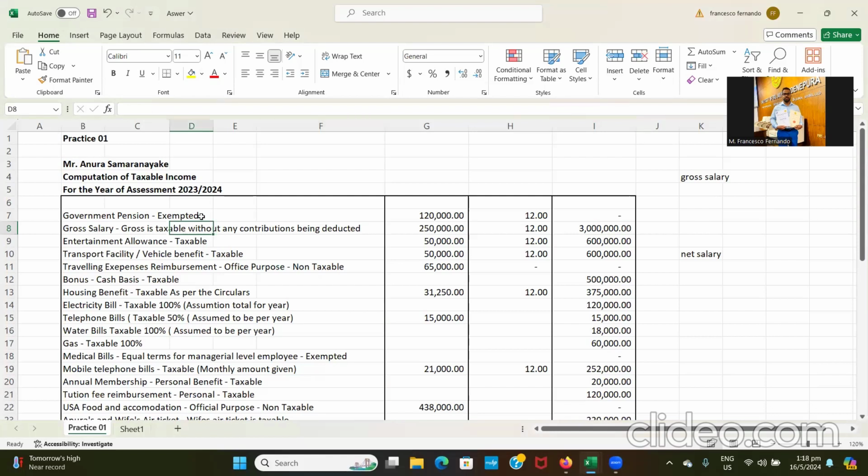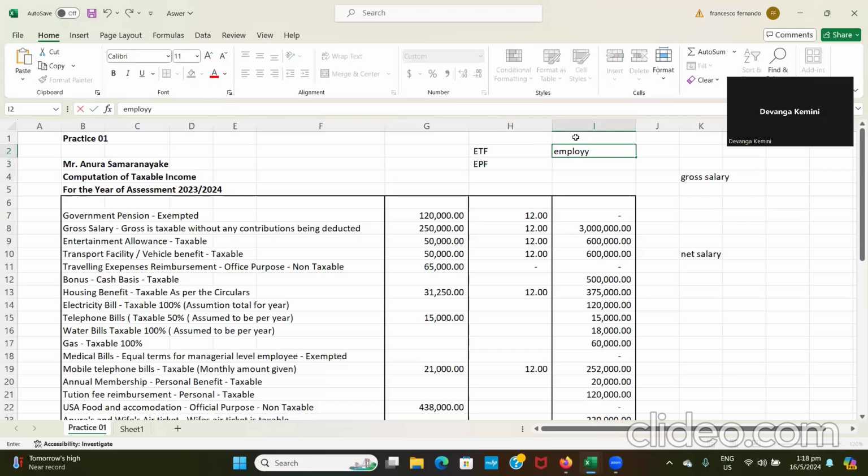Now what is meant by any contribution? There are two kinds of contribution, ETF and EPF. Anyone who knows the full forms? What is ETF? Employee Trust Fund and Employee Provident Fund.